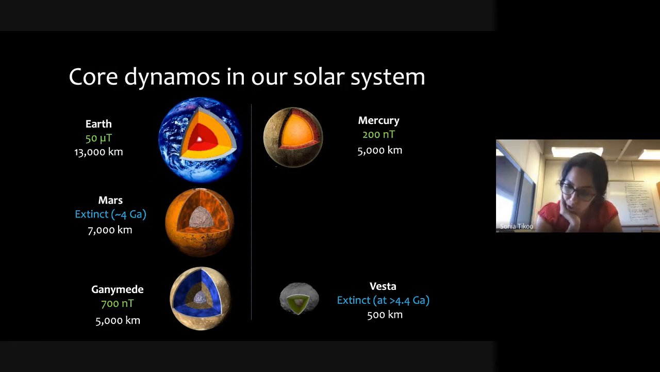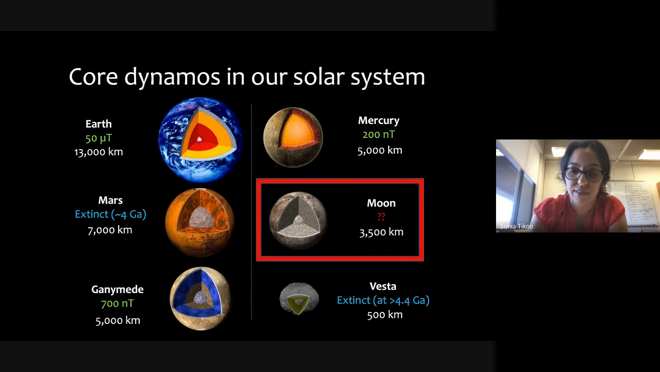And so the moon is an interesting target to understand dynamo evolution because it falls into a size range that's intermediate between bodies with longer-lived fields like planets and bodies with shorter-lived fields like asteroids. So from that perspective, it's a great natural laboratory to study magnetic processes.